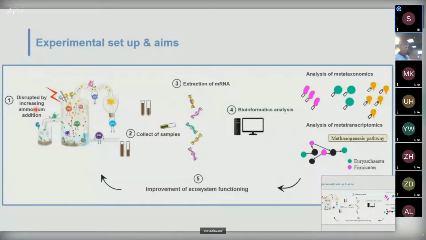First, I present my experimental setups and the aims. I disrupted 2 reactors by increasing ammonium addition. During all the experiments, I collected samples, and from all of them I extracted messenger RNA to apply bioinformatics analysis at different scales: analysis of metataxonomics and analysis of metatranscriptomics. This analysis permits to improve understanding of the ecosystem functioning.